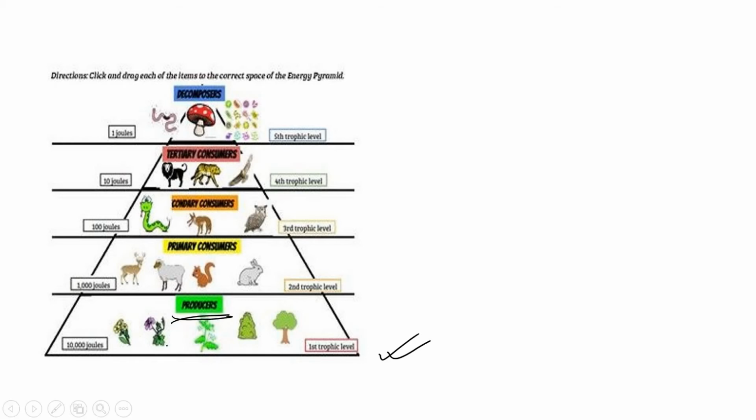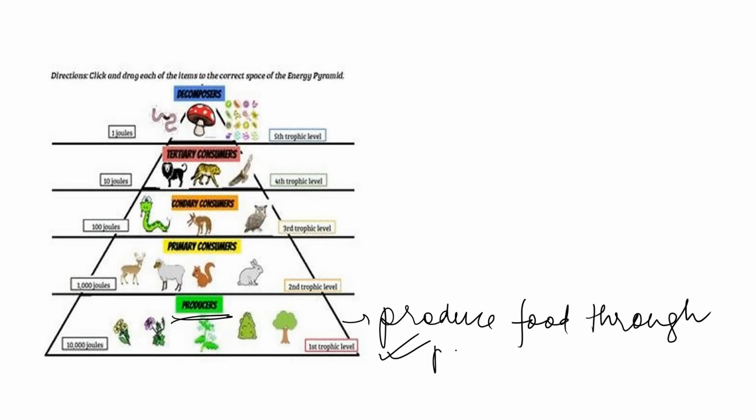What can you see? These are grasses, plants. They produce food through what? Plants produce food via photosynthesis. All right. Now, the second trophic level has the primary consumers.